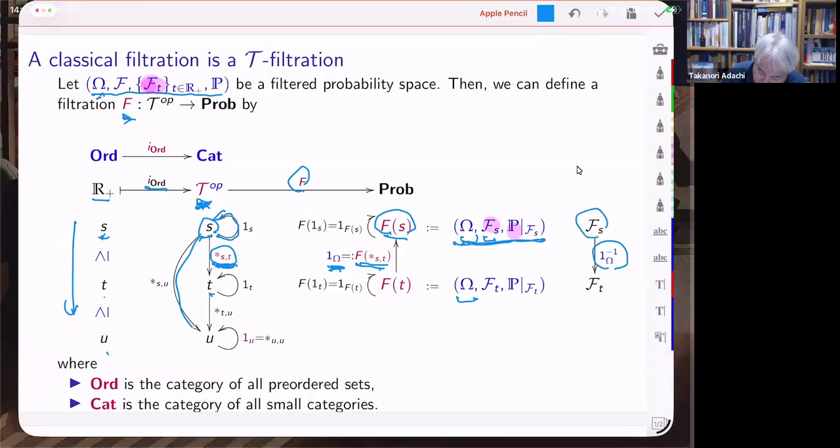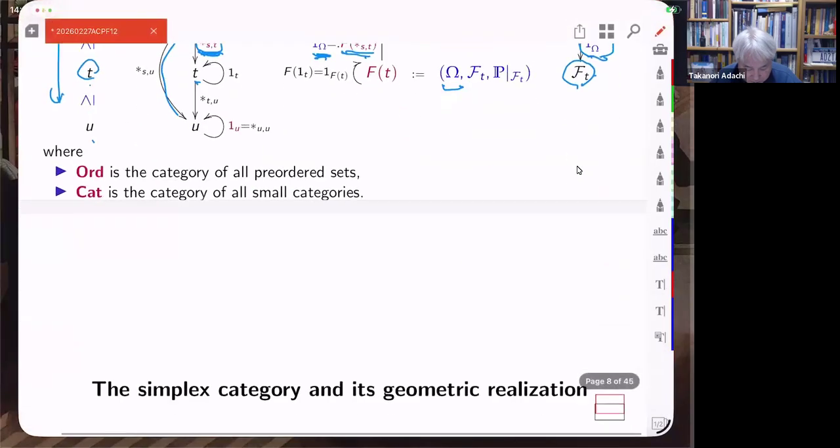However, this Fs and Ft are taken from the original classical filtration, and also s is less than t, which means that Fs is a subset of Ft. So the inverse of the identity must be an embedding, because Ft is a bigger set including Fs. So it's well defined. In this way we can make any classical filtration be our T filtrations. All right, so this is a general thing.